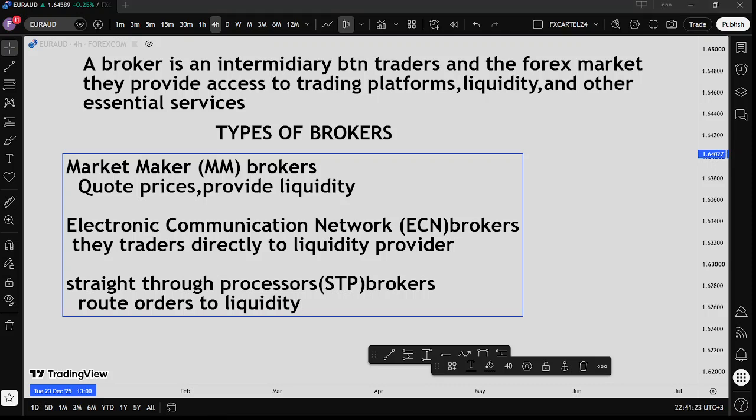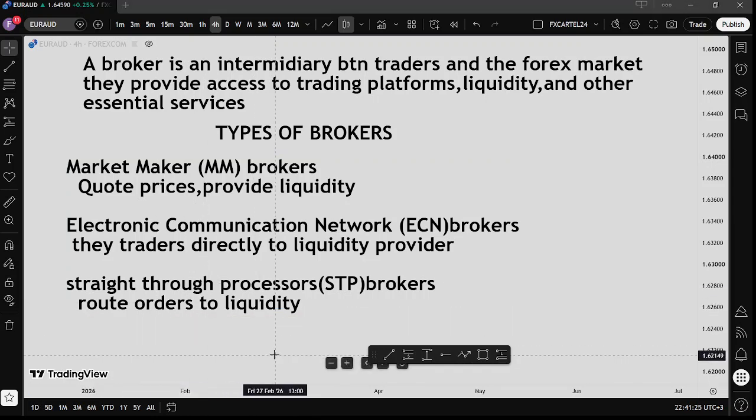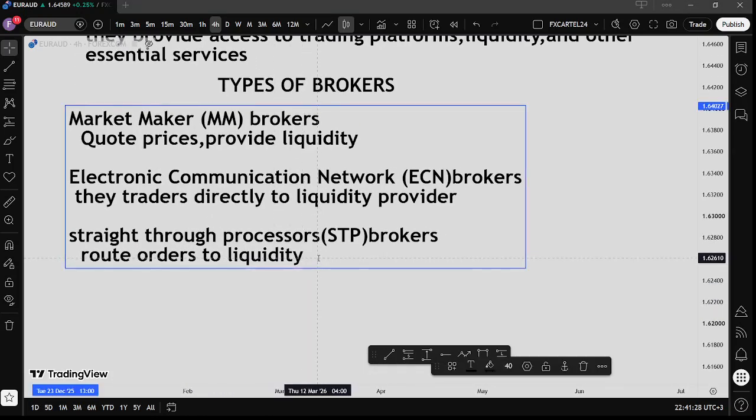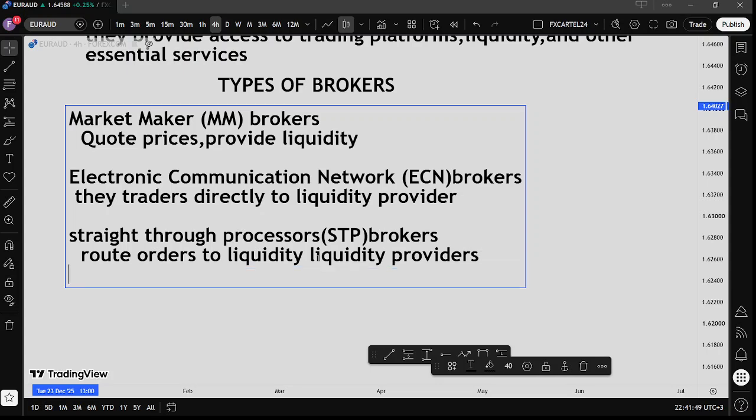So we do have also another broker called STP. These ones route orders to the liquidity providers. I'm going to explain everything. For now I'm going to first skip the routing of orders and explain it after the types. Let's first go to this.